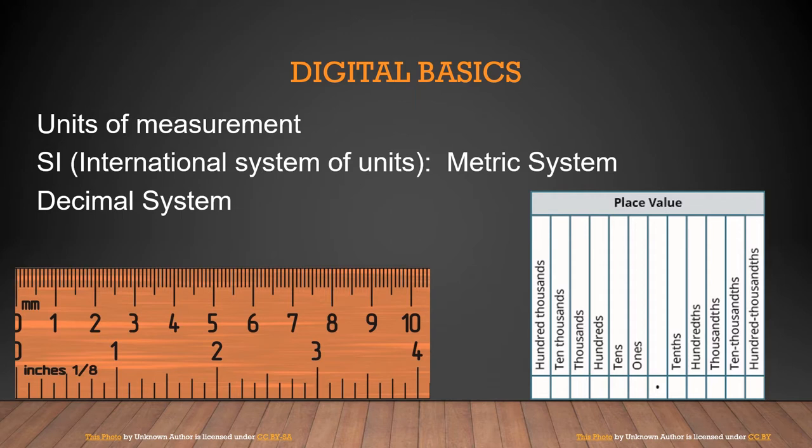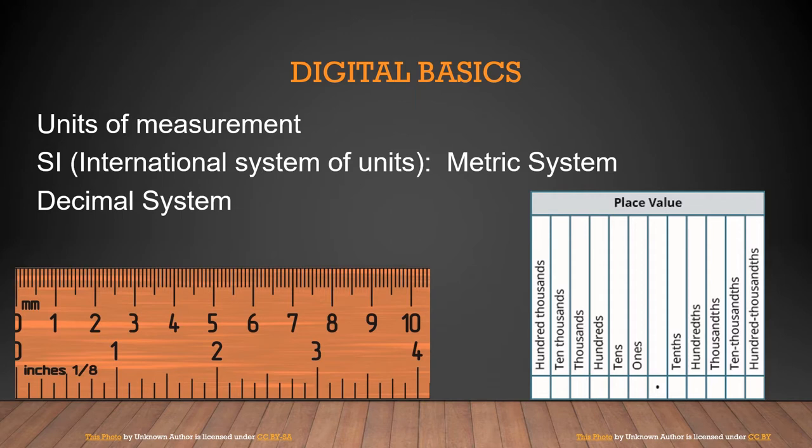So let's take a look at units of measurements. The reason we have to do this is so that you can understand digital. There's something that is called the SI system, which is the International System of Units, also known as the metric system. The decimal system is called a base 10 system. Every place is 10 times the one before: the ones place, the tens place, the hundreds place, the thousands place. Those are placeholders. Computers do not use the digits of the decimal system for counting and arithmetic.